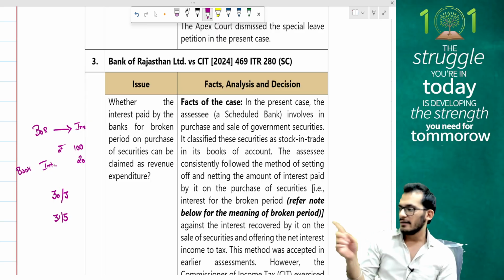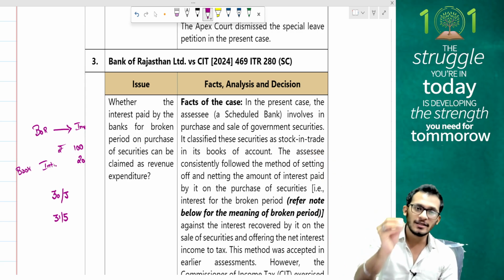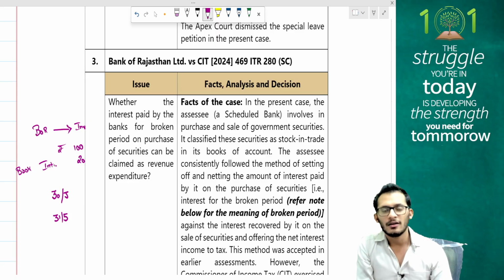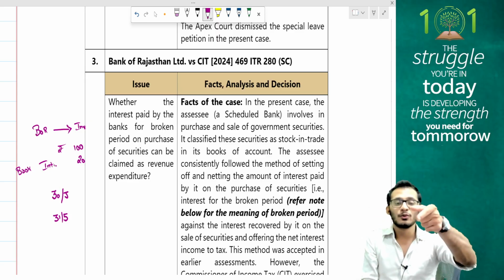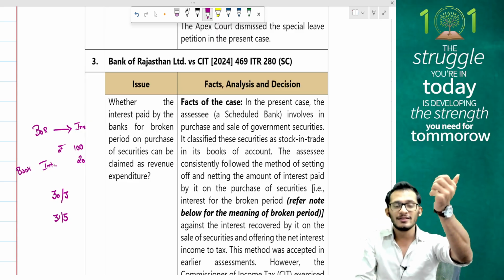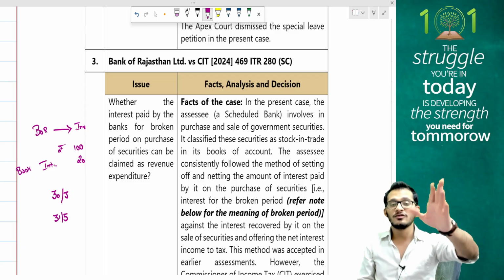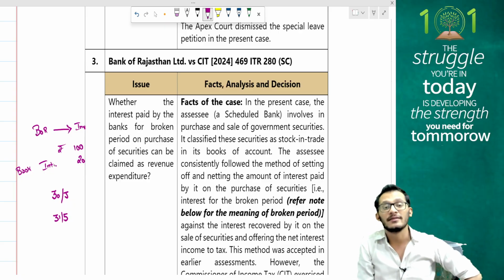The assessing officer said that when you bought the investment, you technically paid 100 plus 20, which means your investment cost is 120. And therefore there is no reason for you to put this 20 rupees in P&L. I want you to record it in the balance sheet, and therefore this expense is not allowed as deduction. This is the proposal which came from the CIT, because this was a revision matter.